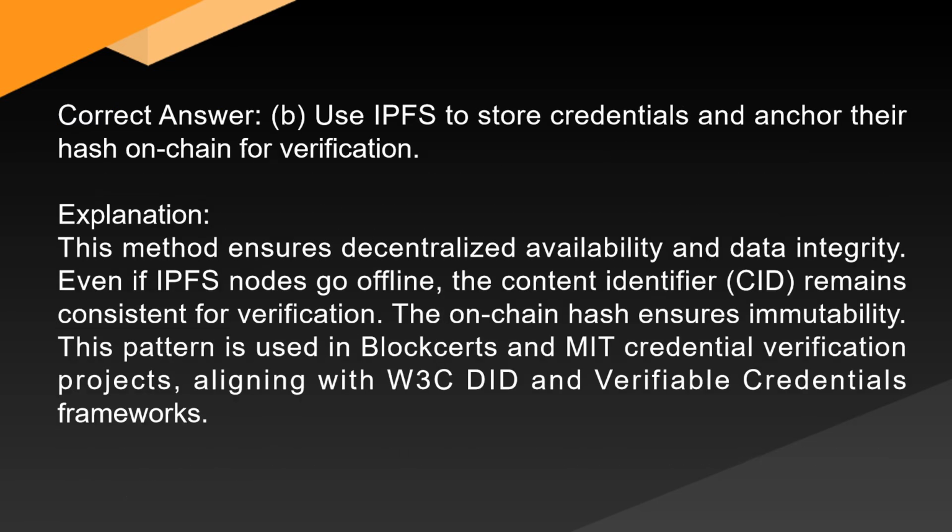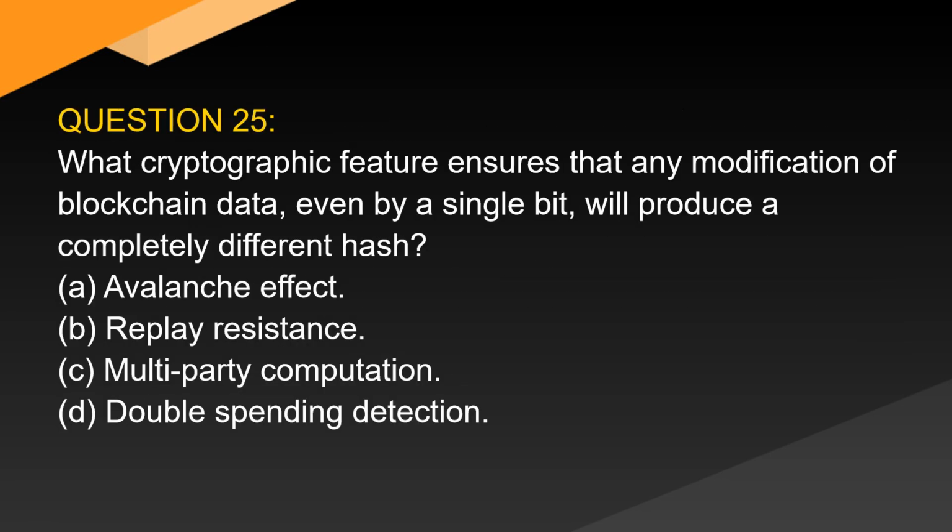Correct answer. B. Use IPFS to store credentials and anchor their hash on-chain for verification. Explanation. This method ensures decentralized availability and data integrity. Even if IPFS nodes go offline, the content identifier, CID, remains consistent for verification. The on-chain hash ensures immutability. This pattern is used in BlockCerts and MIT credential verification projects, aligning with W3C DID and verifiable credentials frameworks. Question 25.